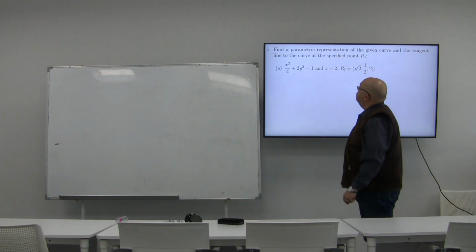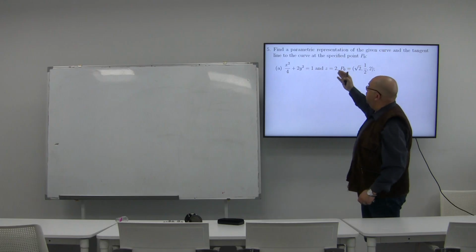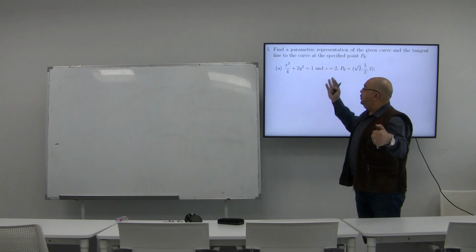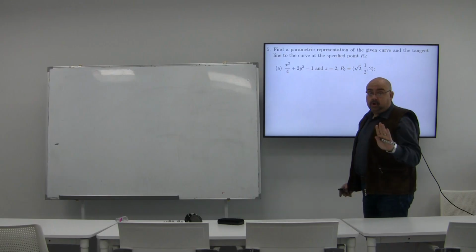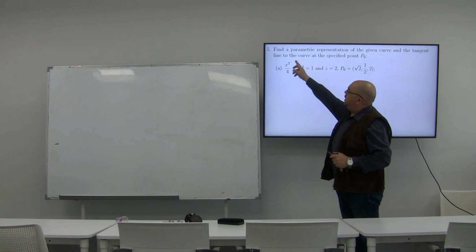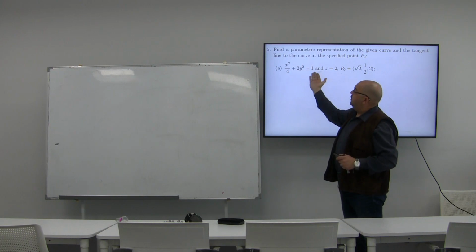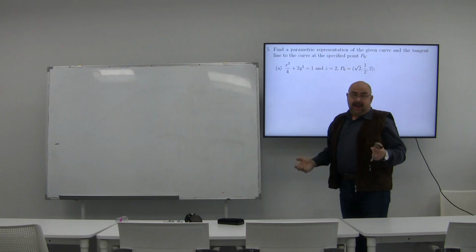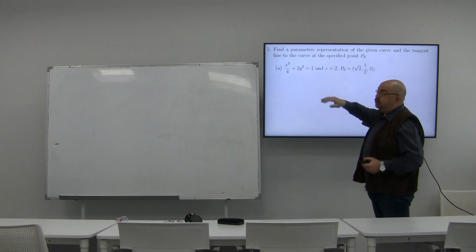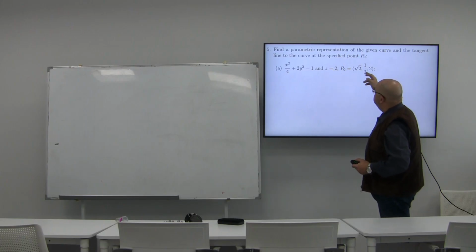So, I will start: find the parametric representation of the given curve and the tangent line to the curve. Now we need to find the tangent of this curve. From the figure, I have, as you can see here, a cylinder, which is x squared over 4 plus y squared equal 1. That's a cross section, which is an ellipse, cut by the plane z equal to 2, at the point root 2, 1 over 2, and 2.